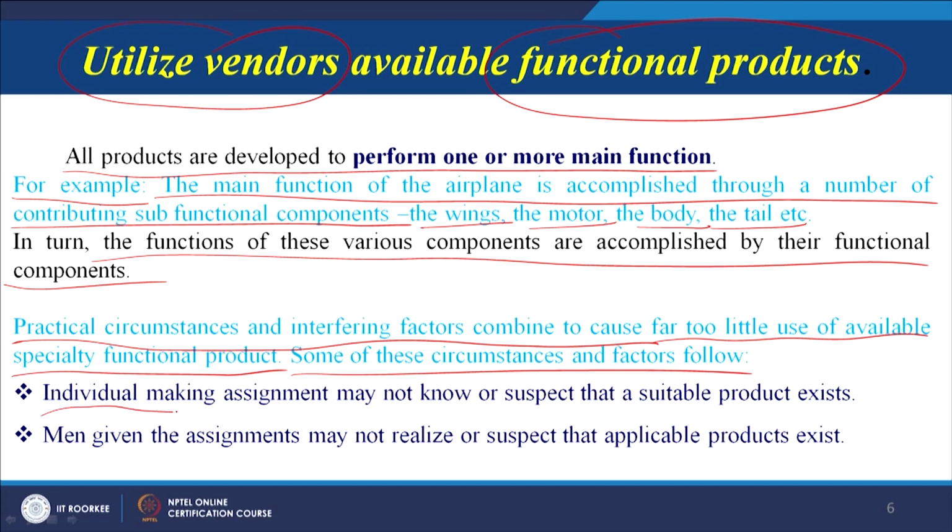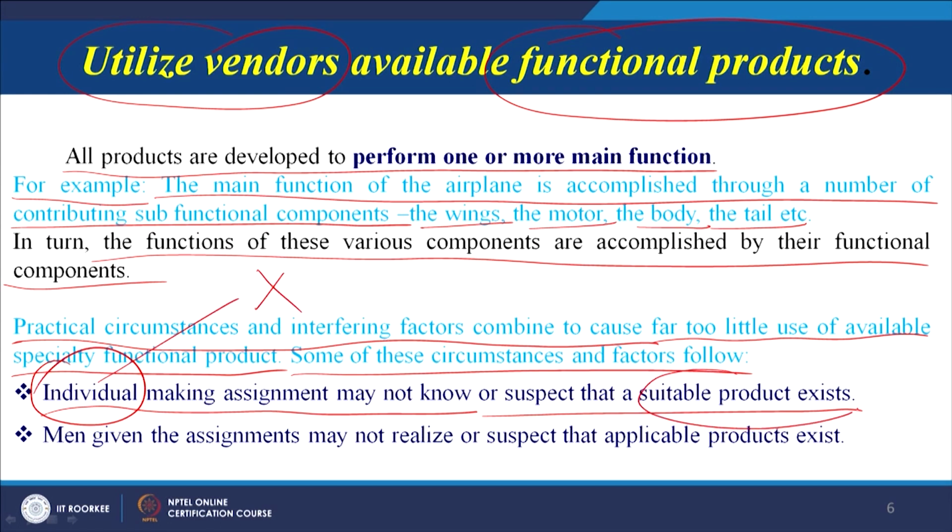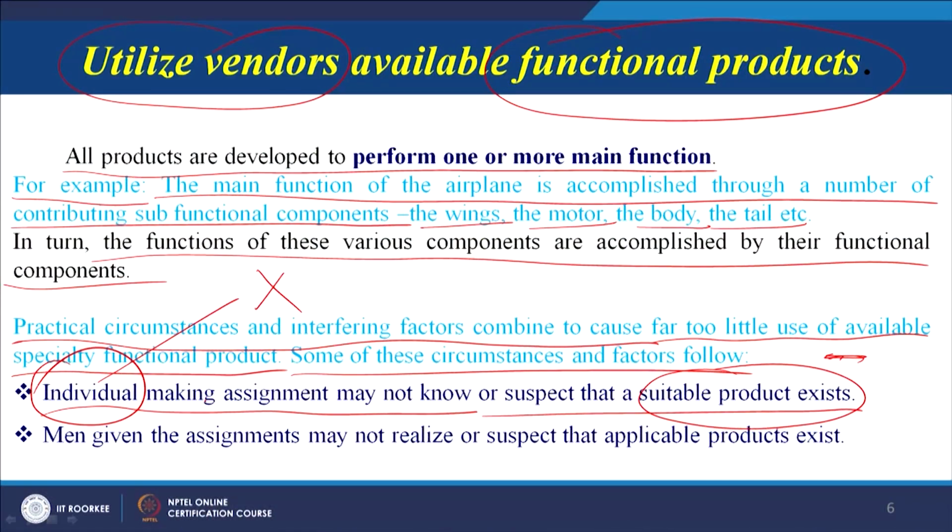The individual making the assignment may not know or suspect that a suitable product exists. So the person is not aware that there is a suitable product existing which can solve our problem. Again, this is lack of information. As I have already told, whenever we are attacking any problem or any product from the value engineering perspective, the most important thing is information. Here also the individual given the assignment may not realize or suspect that an applicable product exists.